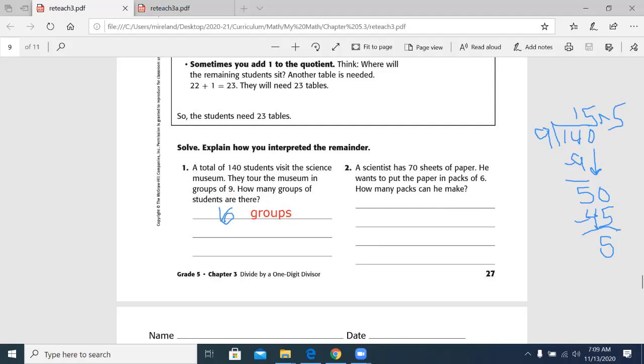All right, I would like you to go ahead and do number 2 and then check into our next episode to compare your answer with the answer in the answer key.